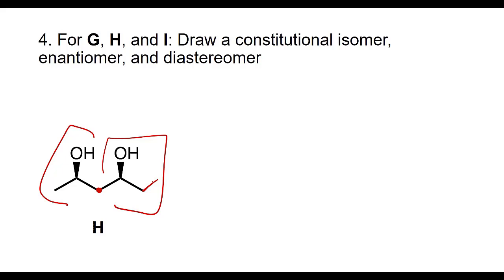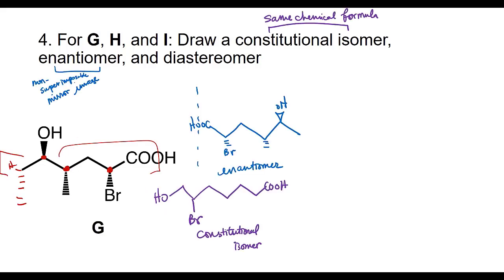Perfect. Okay, let's go backwards. So this carbon is chiral. So I have 3 chiral centers. A diastereomer means that I am bonded the same way, but my chirality has changed in at least one. So in order to get a diastereomer, all I have to do is change the chirality of 1 chiral carbon.